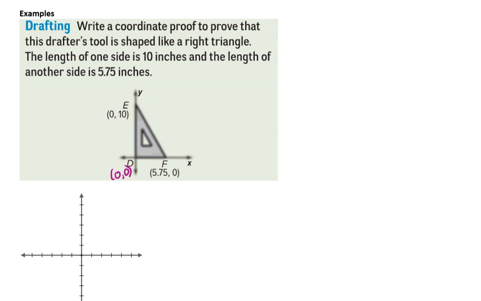So I want to prove this is a right triangle. To prove it is a right triangle, I need to prove it has a right angle. And if it has a right angle, that means two of the sides are perpendicular. So what I'm going to do is look at each side. So I'm going to look at DE, DF, and EF. And because I want to decide if two segments are perpendicular, I'm going to find their slopes.